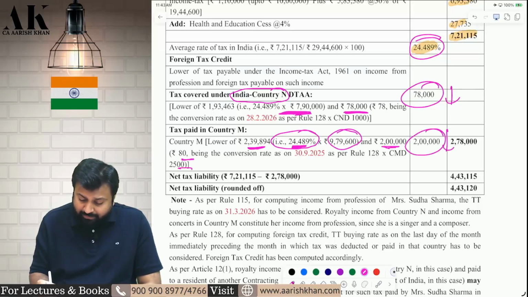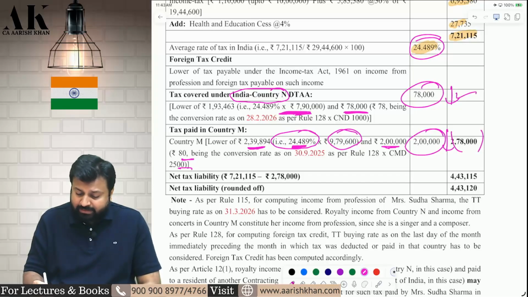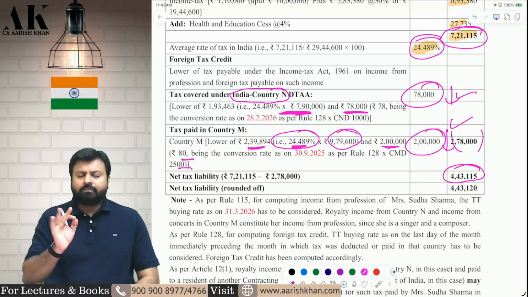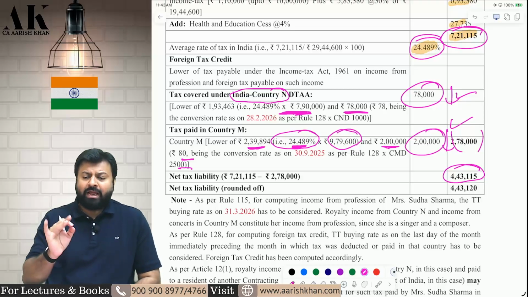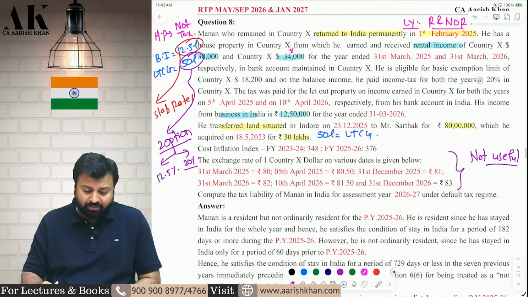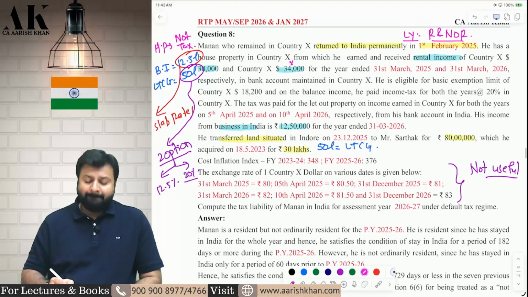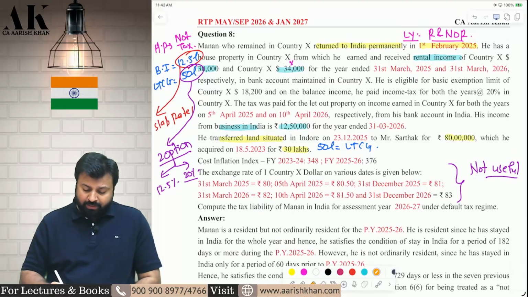Therefore, whichever is lower will be allowed as relief. And ultimately, these two reliefs will be reduced from your tax. And therefore, net tax payable will be 443,120 after rounding off. I hope it is clear to all of you. Very good question. Question number 8. Sir, what is question number 8?